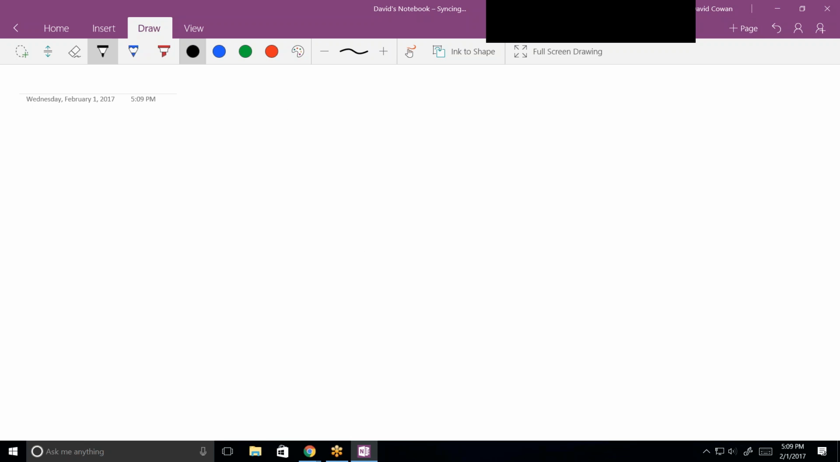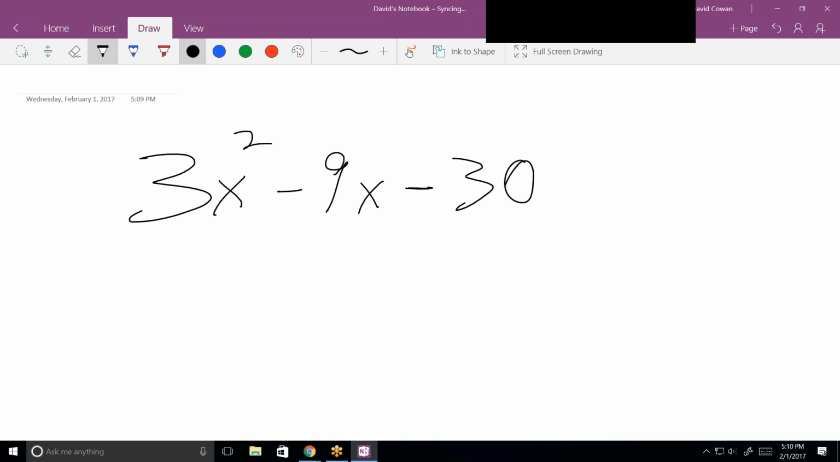Let me give you one just to make sure you get it. I've got to think of one here, just a second. 3x squared minus 9x minus 30. If I said that's f of x, find the zeros of it. So you're going to set the whole thing equal to 0, because that's what y would have to be to find the x-intercepts. First step?